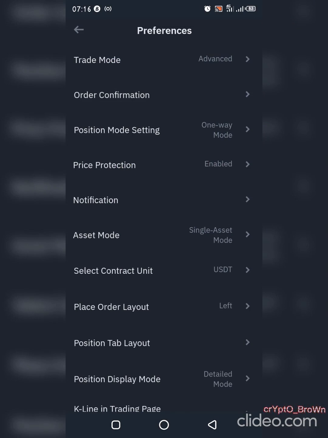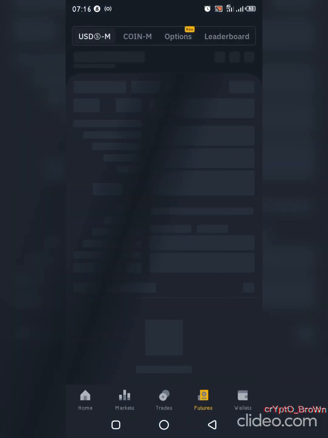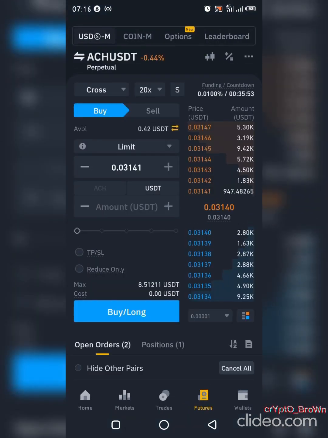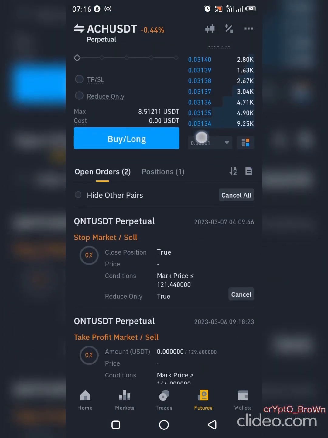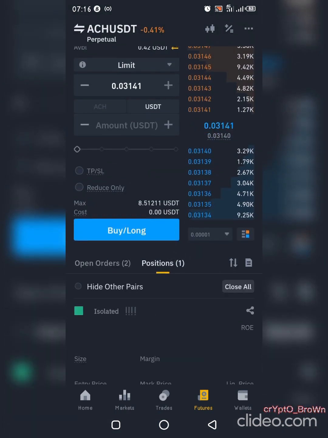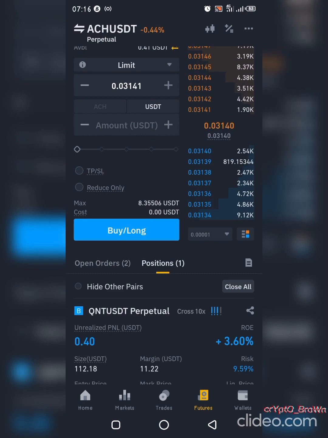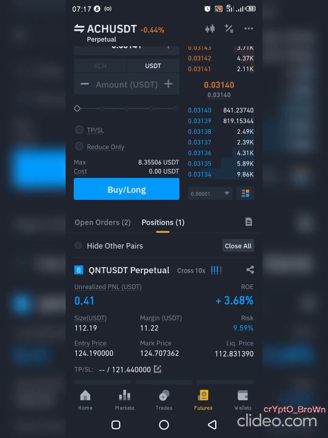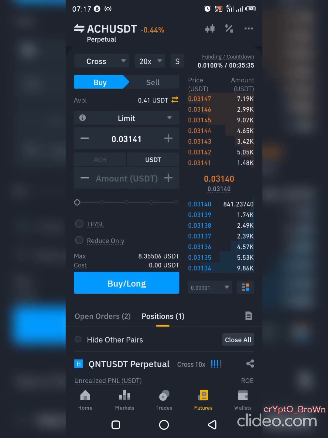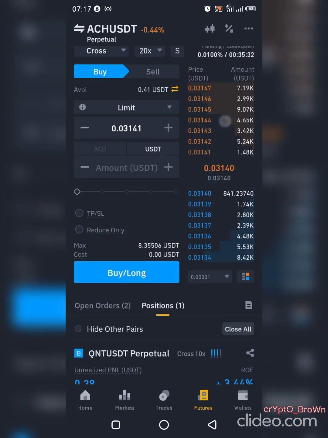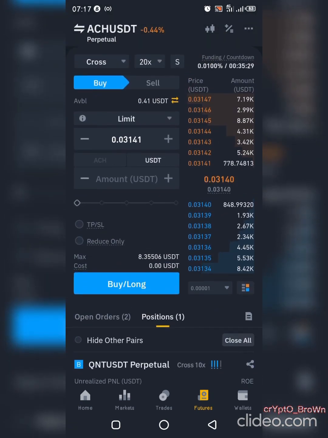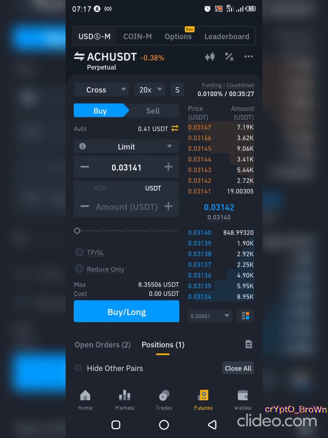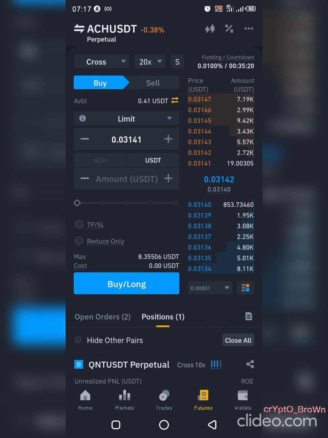Let's go back to see something over here. Now in the professional or advanced mode, this is what it looks like, and that's how I like it. For me, that's how I like the tab to be looking, because it has all the information that you need. You have your order book over here, you have your buy and sell, you have the isolated and cross margin over here, you have the 20x, you have the single asset mode, and it is much more informative than the light.